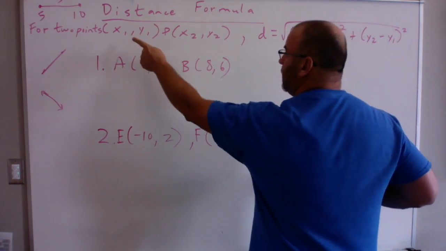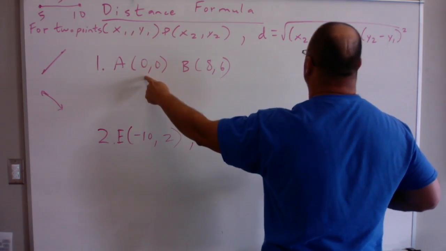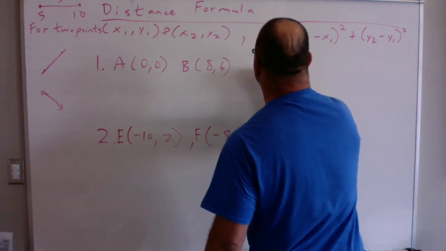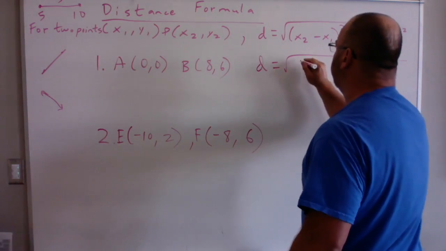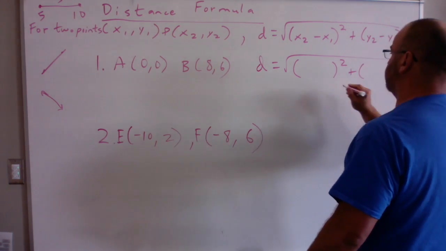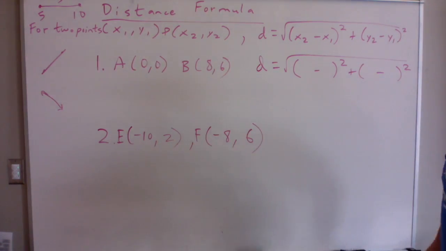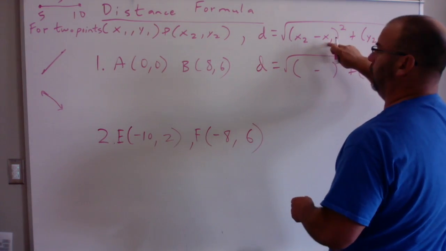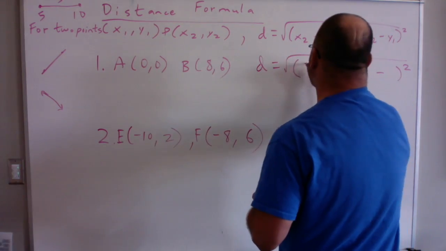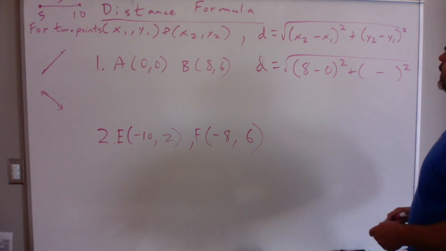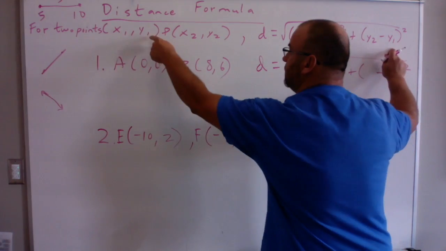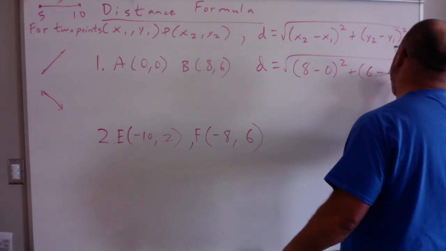So first of all, this is x1, y1, 0, 0. So I'm going to put 0 in for here and 0 in for here. So I'm going to write this down. The distance equals the square root, and I'm going to find out what each one of these is. So I'm going to just put the numbers in. So x1 is 0. What's x2? x2 is 8. So it's going to be 8, take away 0. What about y2? y2 is 6. y1 is 0. So that's going to be 6 minus 0.